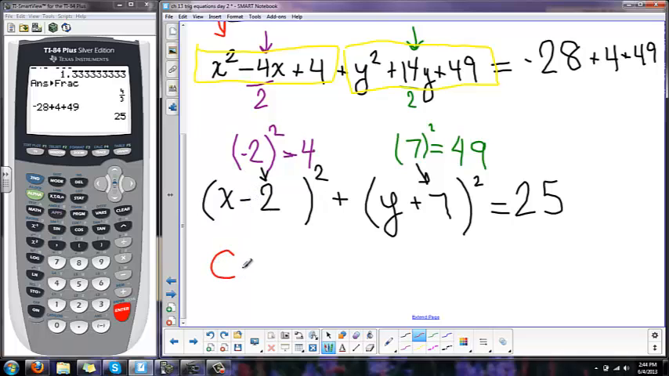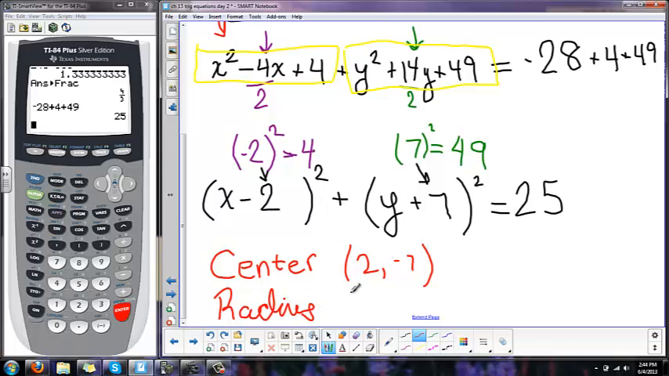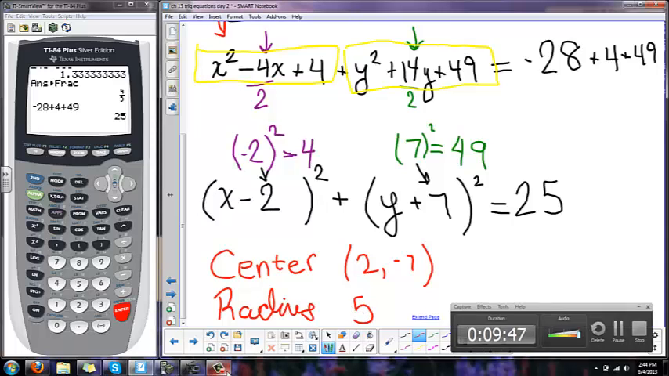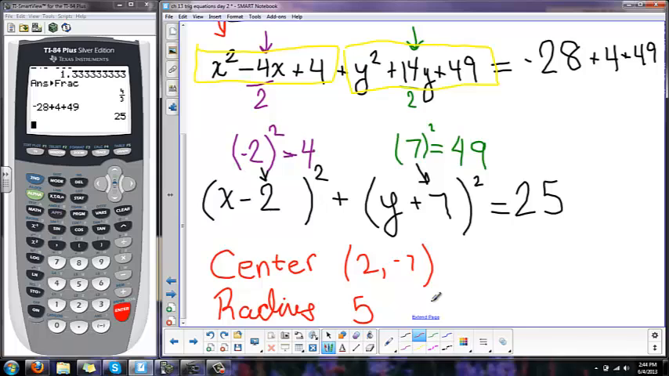So the question wants to know what the center and radius are. The center is a positive 2, negative 7, and the radius is the square root of whatever number is right here, and the square root of 25 is 5. Okay? So that was question number 3 on your portfolio that you needed help with.